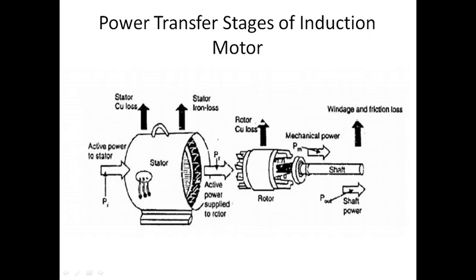Since an RMF is produced here, iron loss will be there in the stator. Iron loss is of hysteresis and eddy current loss, and it depends upon the supply. If your input is more, again my iron losses will be very high. So from the stator, I'm going to have copper loss also, iron loss also.